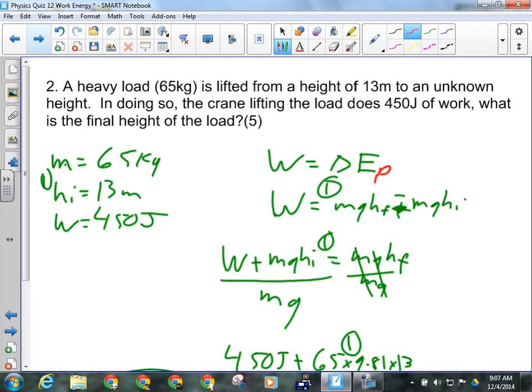Now, I haven't put in force times distance for work here. Why? I already have it. They gave it to me in the question. There's no sense putting in FD. I already know what FD equals. It's 450 joules. All right.